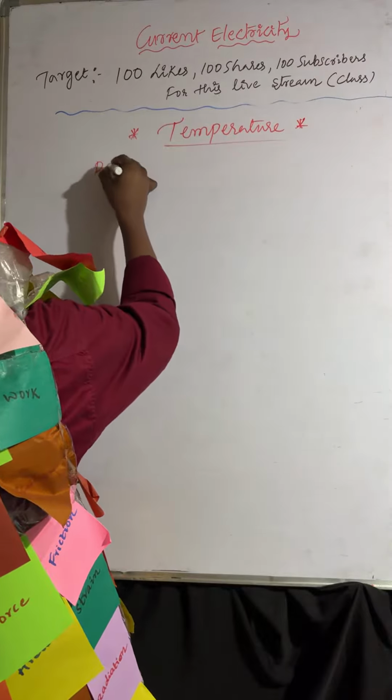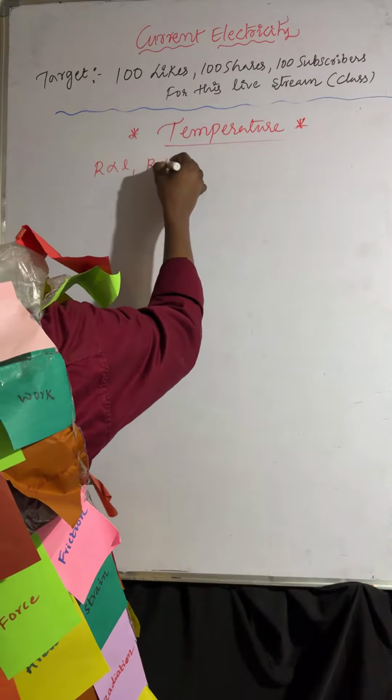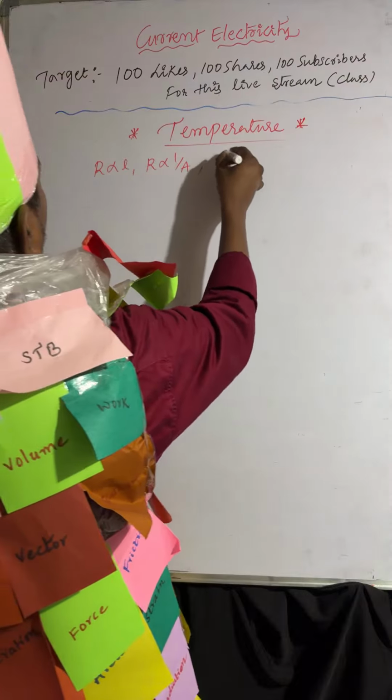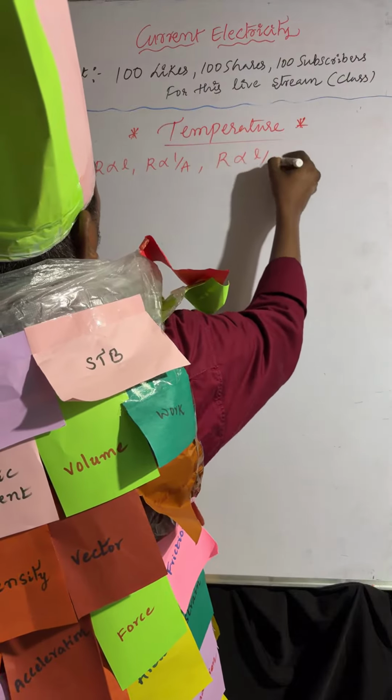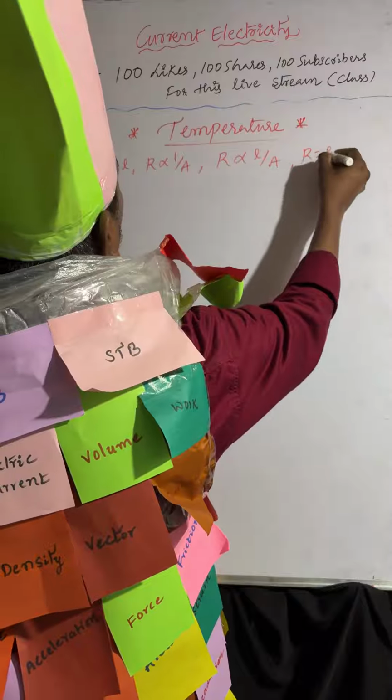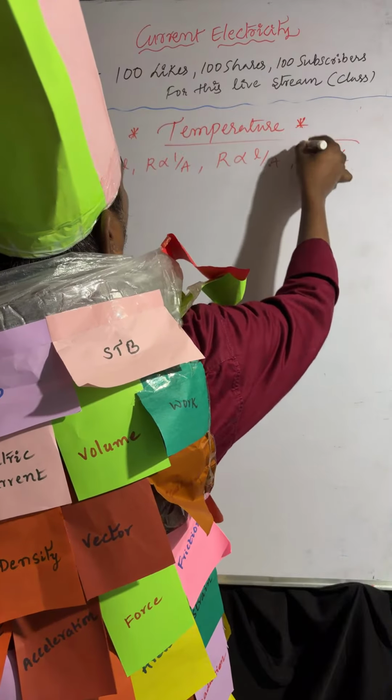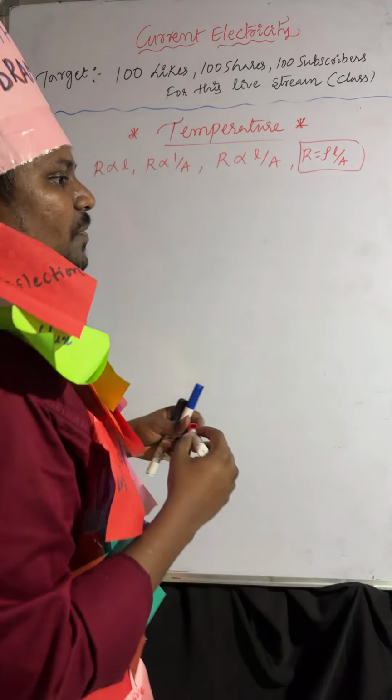So now you can observe, R is directly proportional to L. R is inversely proportional to the area of the cross section. R is directly proportional to L. R equal to rho into L by A. I will tell one more point.